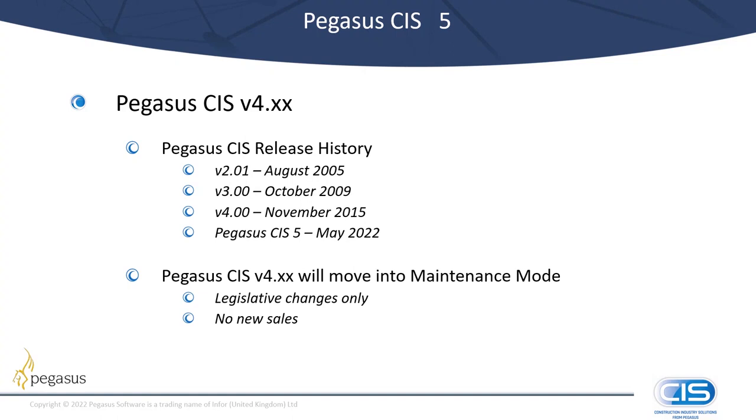Similarly, we will no longer accept new sales orders for Pegasus CIS v4. Existing customers will still be able to add additional features. So in other words, if they want to add more companies, multi-currency and what have you, they'll be allowed to do that. But apart from that, there will be no new activity on that particular product.